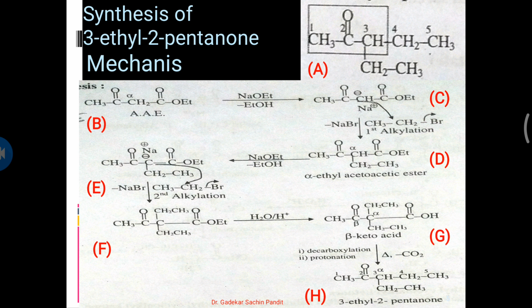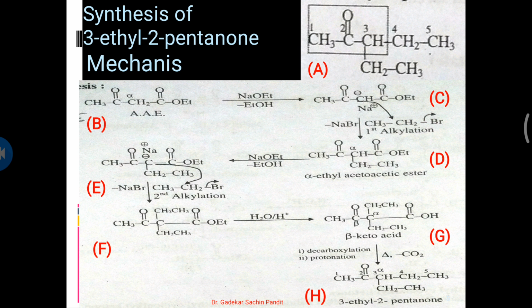Ethyl acetoacetate reacts with sodium ethoxide to form the enolate C, and this enolate reacts with ethyl bromide, the first alkylation reaction, forming alpha ethyl acetoacetic ester D. This alpha ethyl acetoacetic ester D reacts with sodium ethoxide to form compound E. The E enolate reacts with a second molecule of ethyl halide in the second alkylation reaction, and compound F forms.